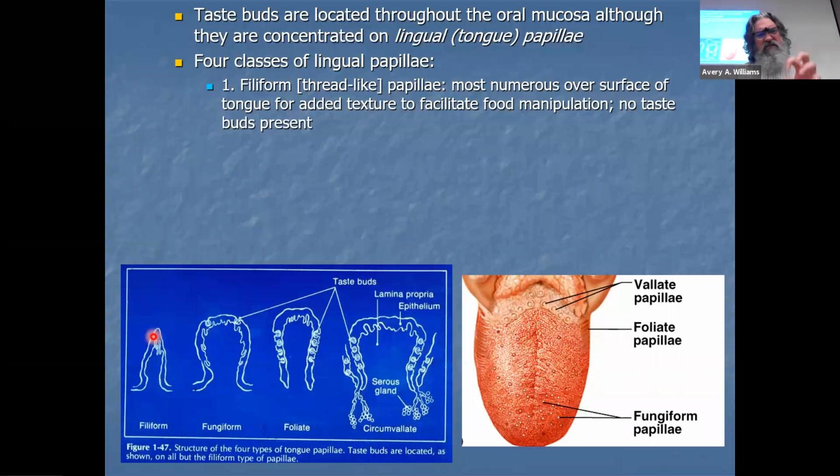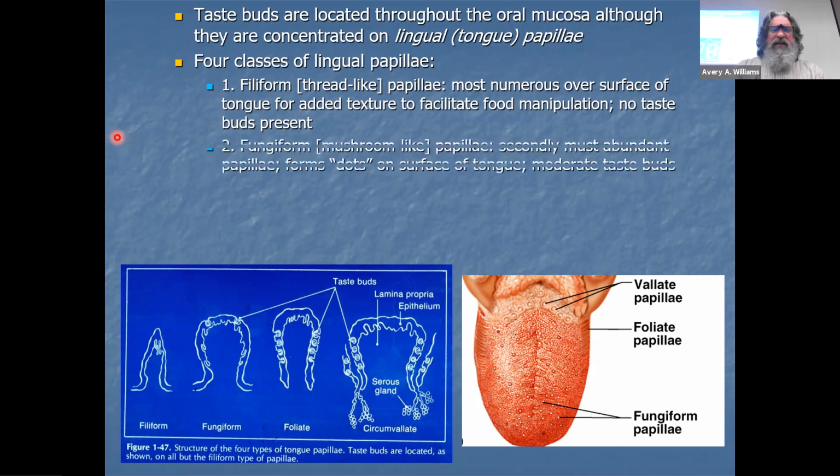It's like a really rough tongue, because they've got really hard keratinized filiform papillae. Anyway, so what about the ones with taste buds? Well, all the others have taste buds, beginning with number 2, fungiform, like a fungus, like a mushroom.